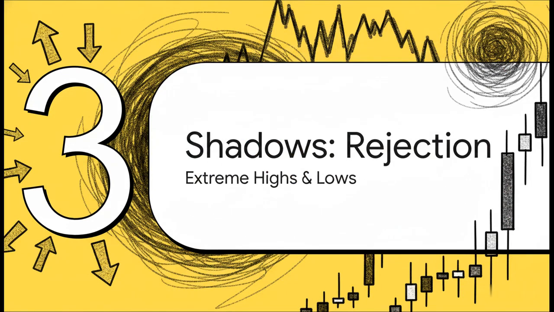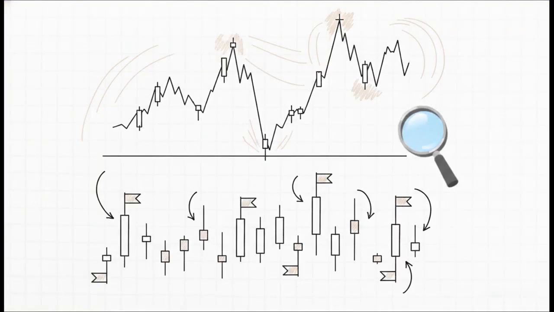Which brings us seamlessly to part 3, shadows, zones of rejection. Now we're going to look past where the price settled to where it was violently pushed away. A shadow, which you'll also hear called a wick or a pin bar, is that thin line you see extending above or below the thick body of the candle. It represents the extreme highs and extreme lows of that specific trading period.